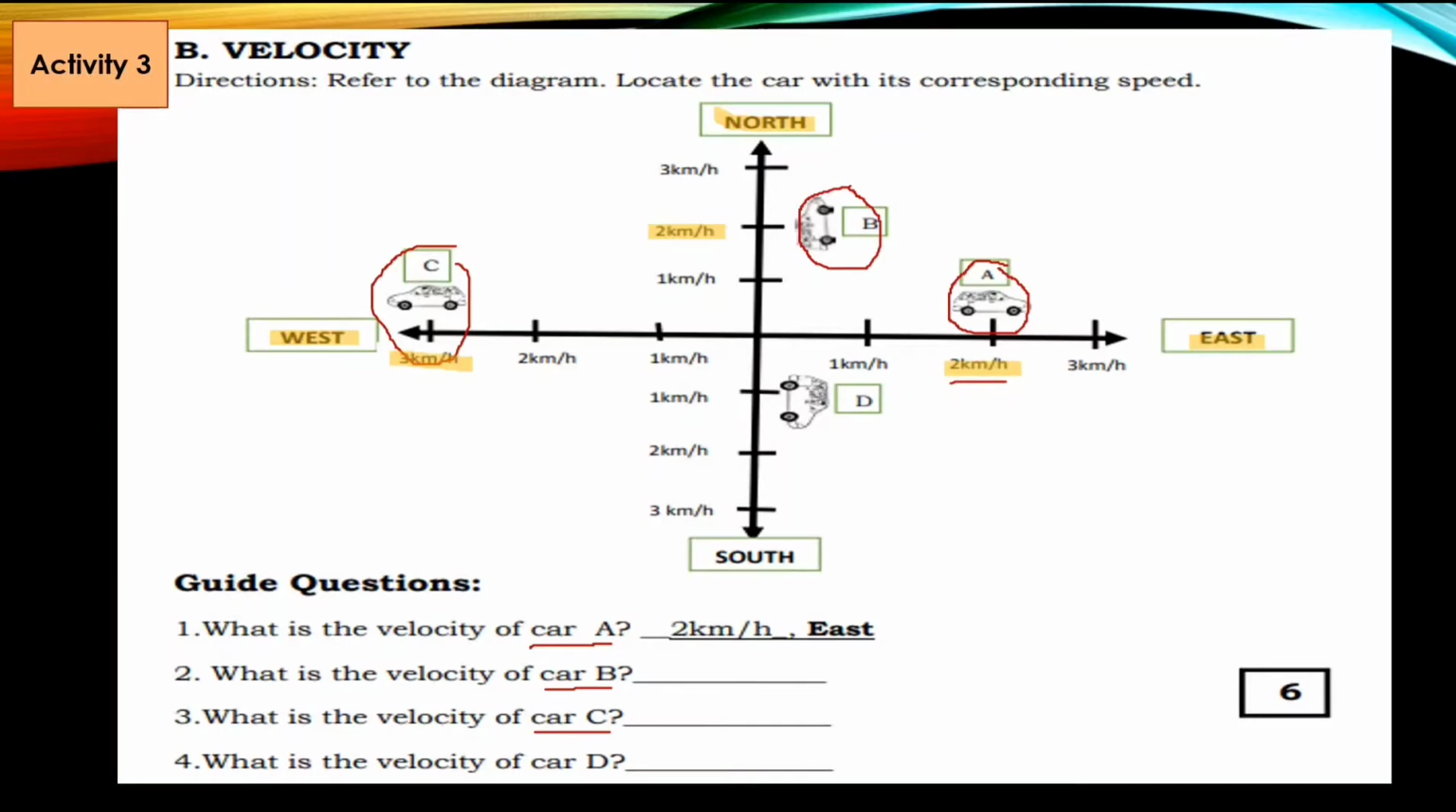And lastly, sa number 4, ang tinatanong ay velocity ng car D. Ang car D ay nasa pababang line, kung ano yung nakatapat na measurement sa kanya, at kung ano ang direction kung saan siya papunta, iyon ang ilalagay mo sa number 4.